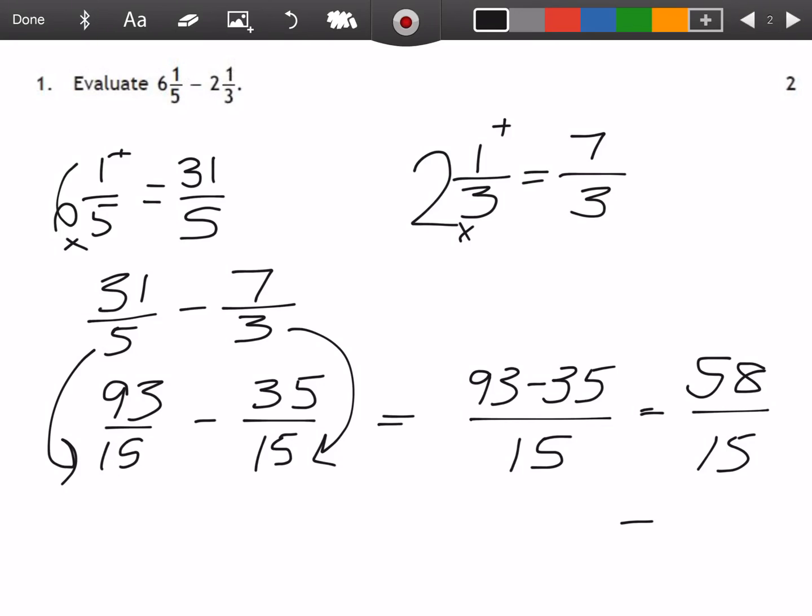Sometimes, if you want, not that we've ever been asked to change it back into mixed numbers, because this is a top-heavy fraction, the bottom being the 15, how many 15s can you get out of 58? 3 15s make 45, and there'd be a wee 13 left over. Either of those two answers are both correct: 58 over 15 or 3 and 13 15ths. They're both correct and would both be awarded 2 full marks. Okay.